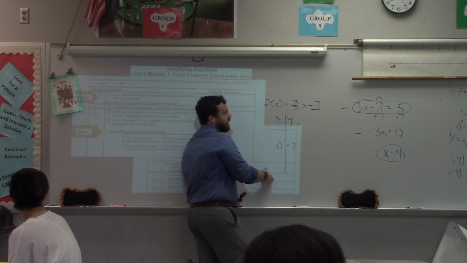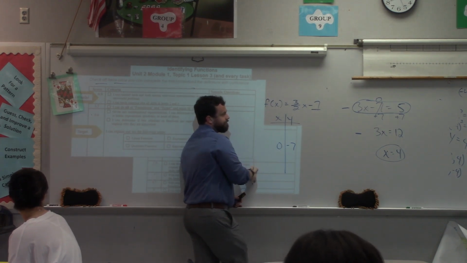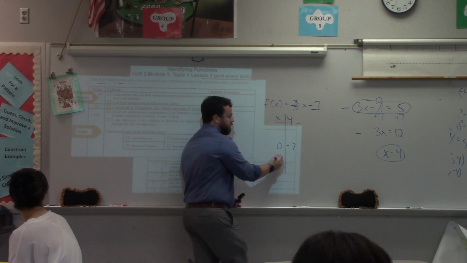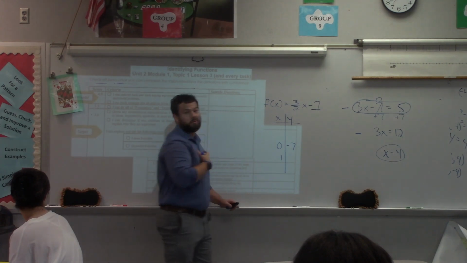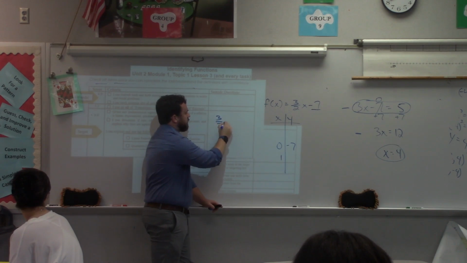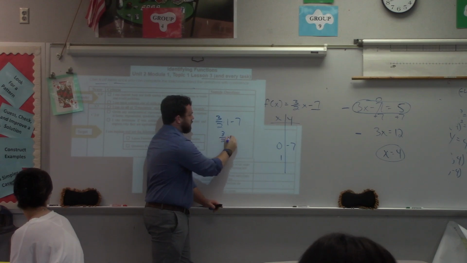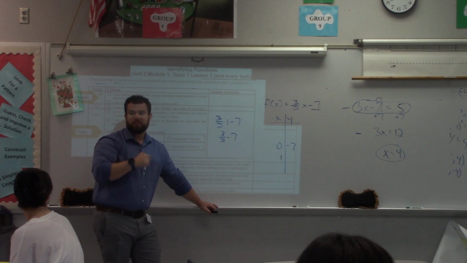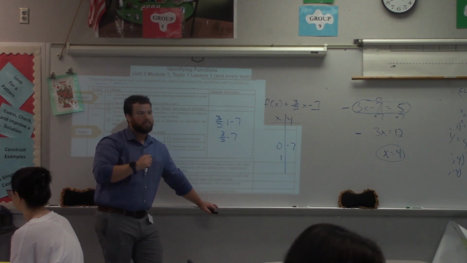What's another x value that I can substitute in? Another input. 1, I could do 1. I'll go ahead and tell you, I personally don't want to use 1, but I could. Because I would get 3 halves times 1 minus 7, that gives me 3 halves minus 7, which we could use a calculator for that. Can someone type in 3 halves minus 7 really quickly?